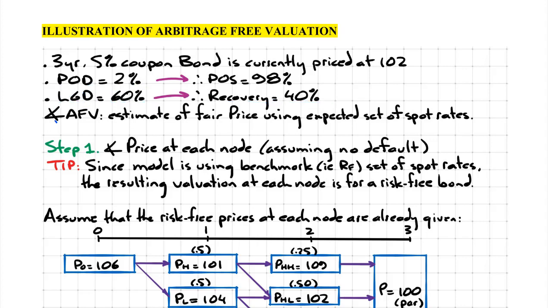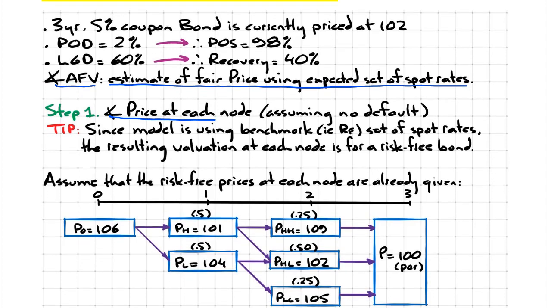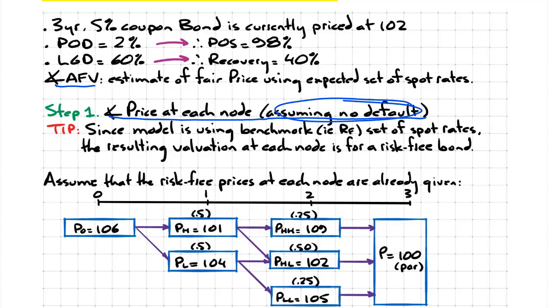And we're asked to calculate the arbitrage-free value, in other words, the estimate of fair price, using an expected set of spot rates. So the first step is to calculate the price at each node, assuming that there is no default. And what's the logic here? Well, for me to know how much I can lose, I first need to see how much I would get if there was no default. And that's where this assumption comes in. So we introduce credit risk later. First we see how much exposure we have, and then we see how much of that we can lose.